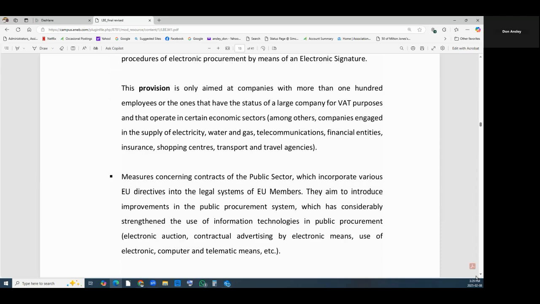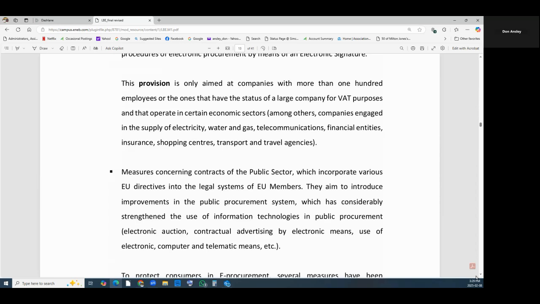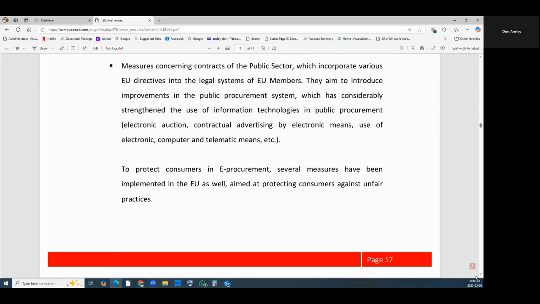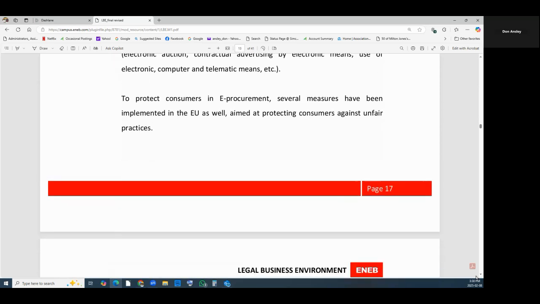Among others, companies engaged in the supply of electricity, water, gas, telecommunications, financial entities, insurance, shopping centers, transport, and travel agents. Measures concerning contracts of the public sector, which incorporate various EU directives into the legal system of the EU members. They aim to introduce improvements in the public procurement system, which has considerably strengthened the use of information technologies in public procurement: electronic auctions, contractual advertising by electronic means, the use of electronic, computer and telematic means. To protect consumers in e-procurement, several measures have been implemented in the EU as well, aimed at protecting consumers against unfair practices.